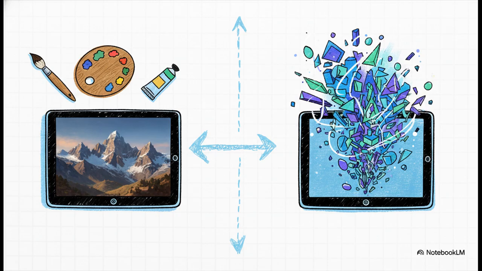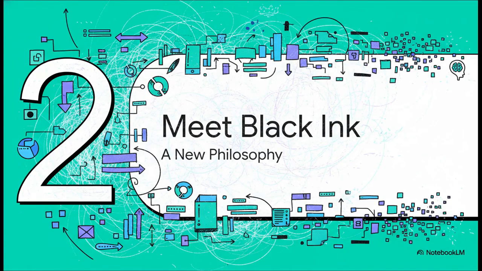But the people behind Black Ink, they asked a different question. They asked, instead of just imitating what already exists, what new things can a computer generate? Things that would be totally impossible in the real world. So, how does that whole philosophy actually translate into the tool itself? Well, this is where it gets interesting, because we're not just talking about a few new features here. We're talking about a completely different approach to creating art on a computer.